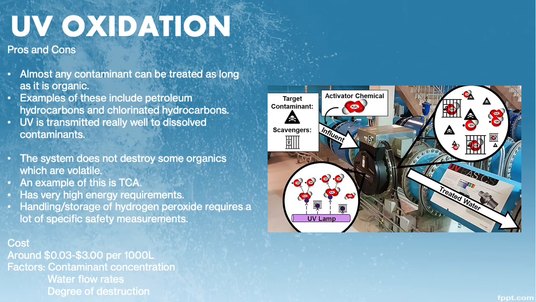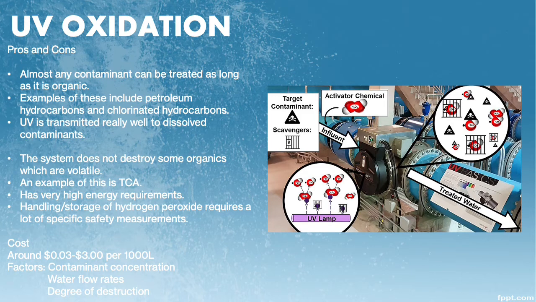So the cost for UV oxidation has a pretty wide range, as you can see. It starts from 0.03 all the way up to $3 per 1,000 liters. And the reason is because there are certain factors which affect the price. One of the factors can be contaminant concentration. The concentration of the contaminant has an effect on what oxidizer you're selecting, the dosage of the oxidizer, how intense you want the light to be, and even the treatment time. So all of these would have an effect on the price.